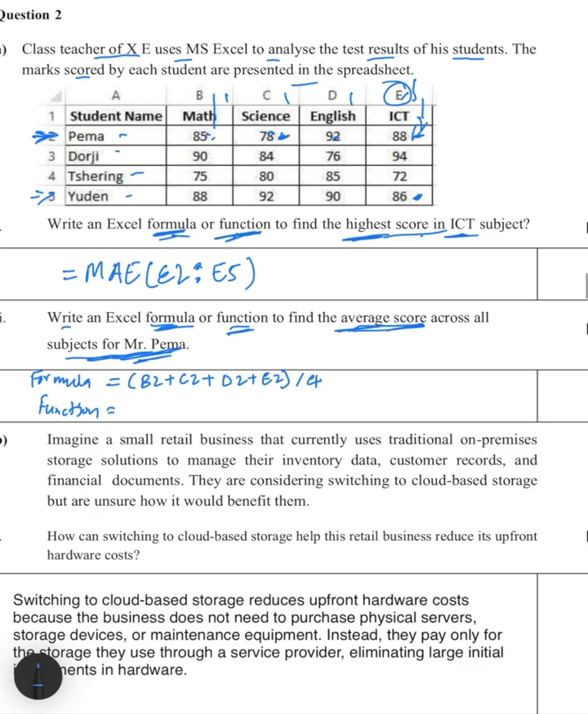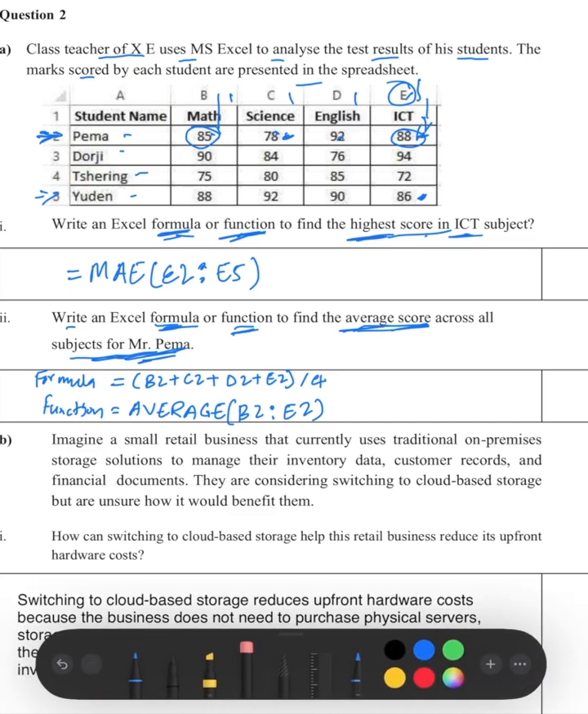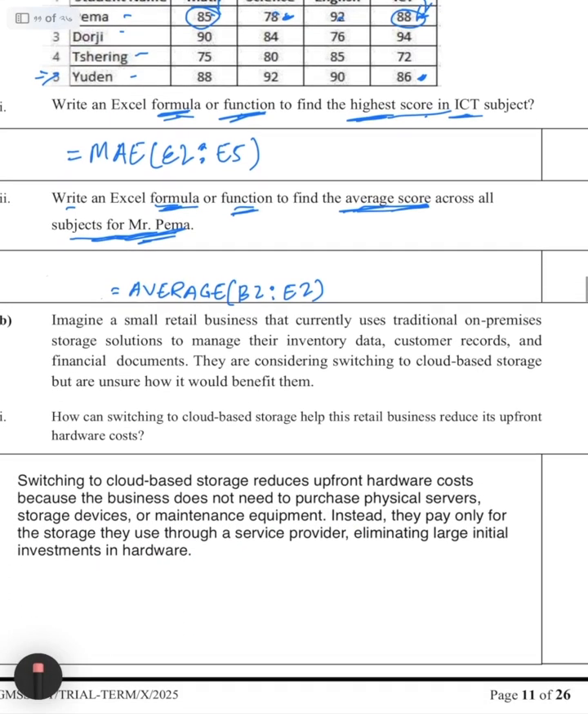So the Excel function for average is average as it is, average. So where is PEMA cell starting at B2 and ending at E2? So it's going to be B2 colon E2. So this is how you do. For you not to get confused, I'll only keep one. I'll keep the function. So this is how you write in the exam. Like it is. Now let's look at the other question.